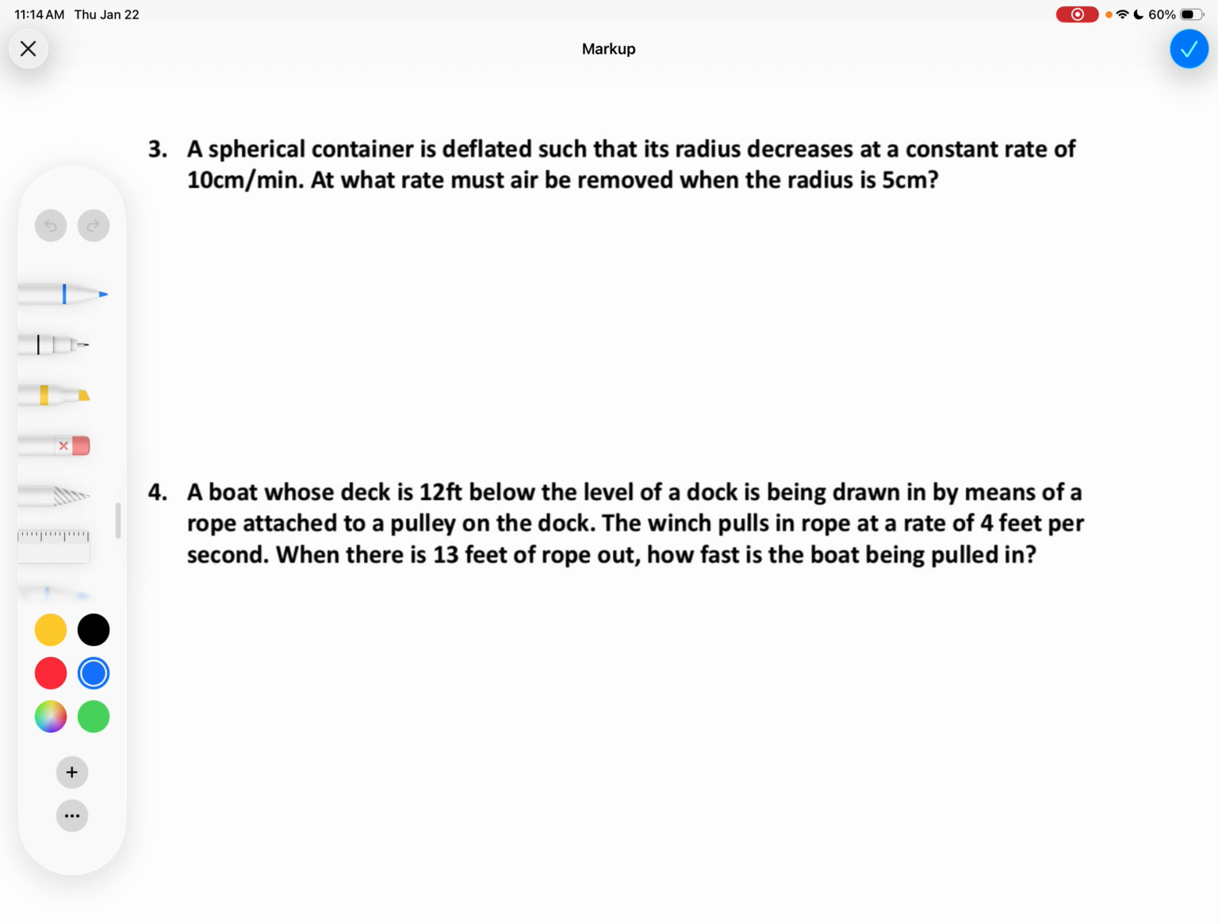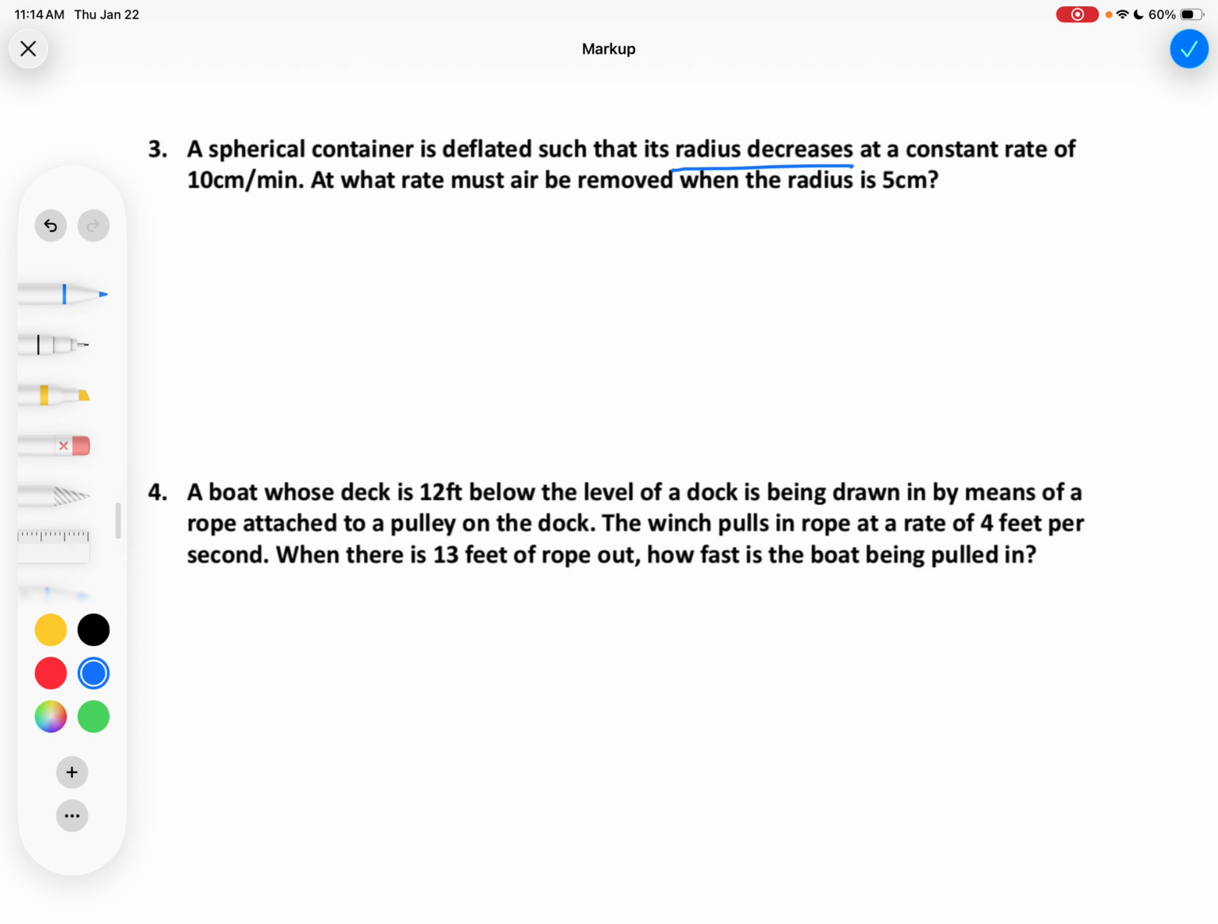So we have a spherical container that is deflated such that its radius decreases at a constant rate of 10 centimeters per minute. At what rate must air be removed when the radius is 5 centimeters? So the big thing to note is that it says the radius decreases here. I'd make sure you're aware of that.